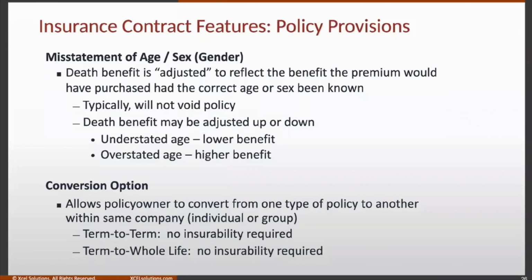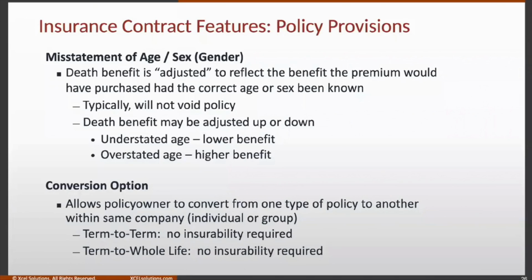Typically, it will not void out the contract. The insurance company will not void out the policy. What they will do is adjust the premium going into the contract if they find out the error while the insured is still alive. They can adjust the premium higher or lower depending on if the person were less in age than what was stated on the contract of insurance application or whether or not they were older than what was stated.